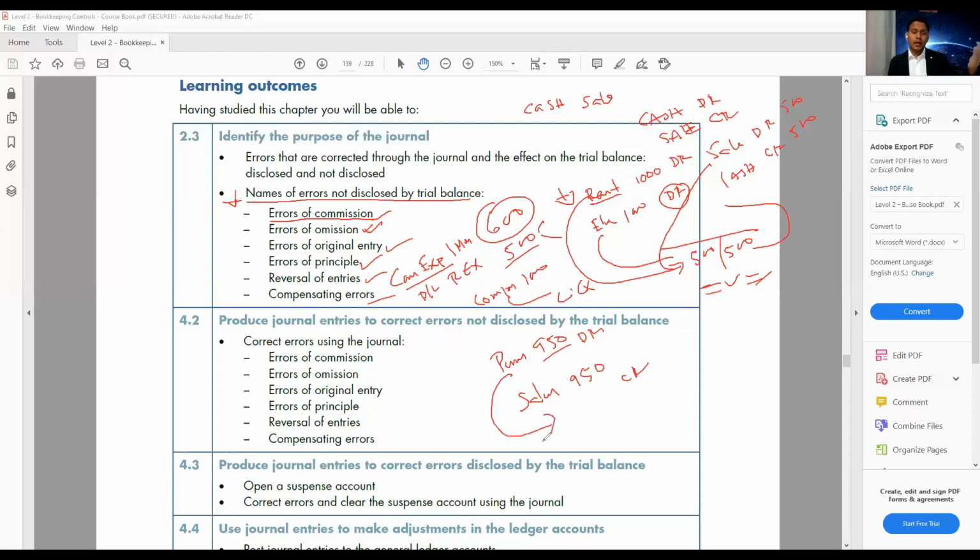Sometimes you write one entry higher and another entry lower. For example, let's say the purchase you make 950 and there's a rent that was 1000, but you write 1050. Here you write £50 less and in another entry you write £50 more. So they compensate each other. If you made a few mistakes and they compensate each other, and because of that the trial balance is matching, this is called compensating error.